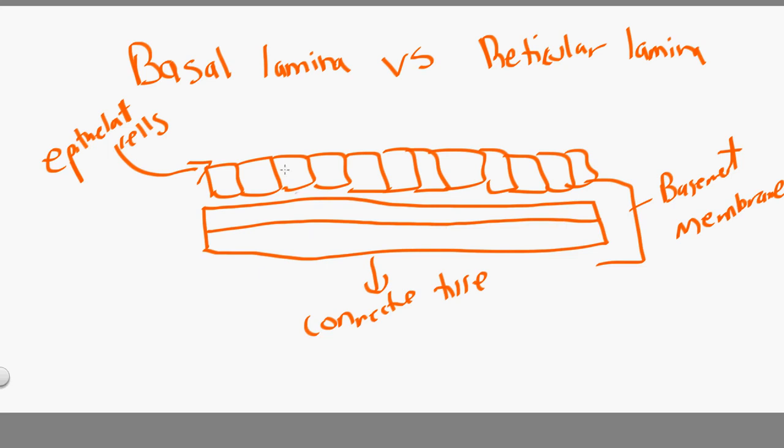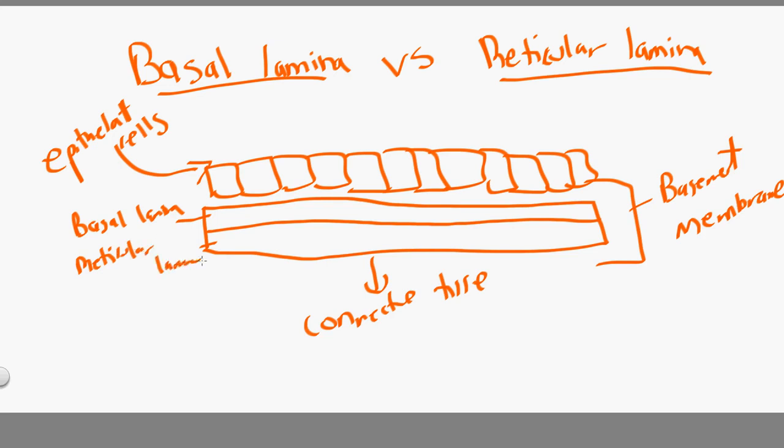Now, what is the difference between the basal lamina and the reticular lamina? The basal lamina is the one that's closest to the epithelial cells. So the basal lamina is on top, and the reticular lamina is on bottom. So the point is that the reticular lamina is the one that's closest to the connective tissue, and the basal lamina is the one that's closest to the epithelial cells.